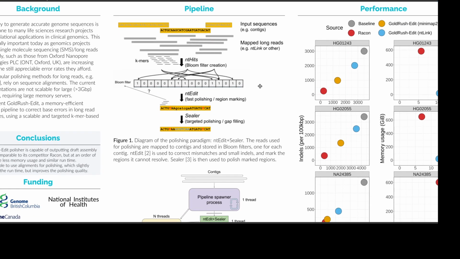Then we use these Bloom filters with ntEdit, which is a fast polishing tool to fix mismatches and small indels, and for the regions that it cannot fix, it simply marks them. Then it passes the sequences to Sealer, which is a gap filling tool, but it treats these unresolved regions as gaps and then tries to fill in the gaps. Now, both of these are individual tools and they can be run independently.